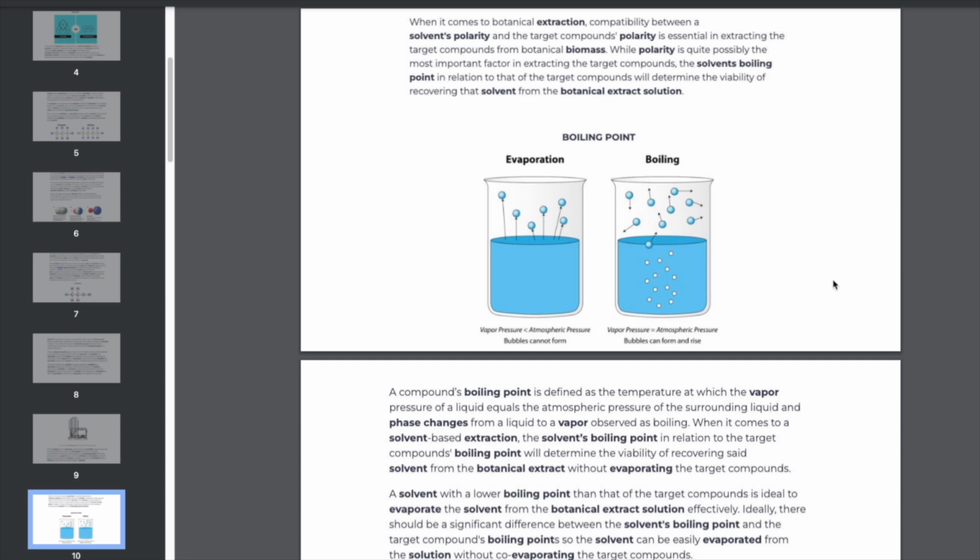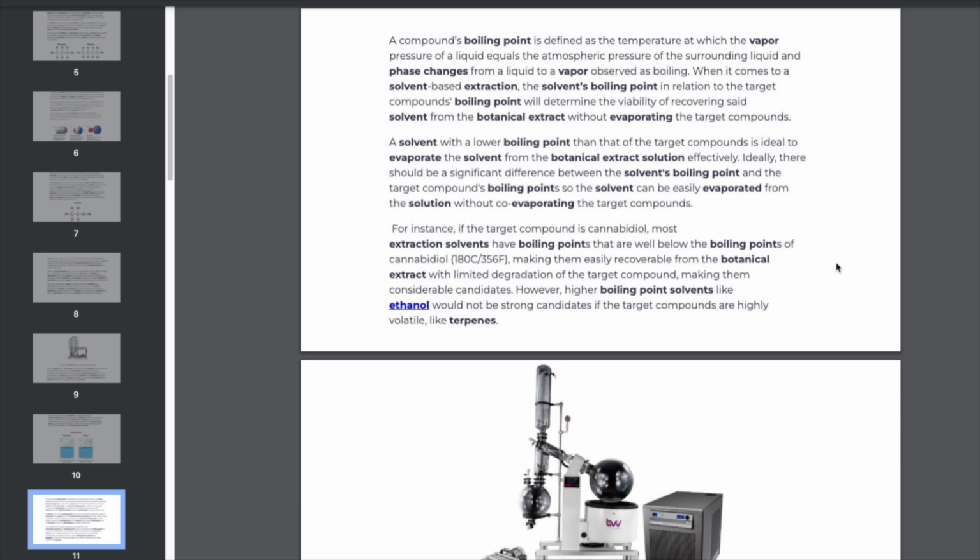Here you have the difference between evaporation and boiling. When the vapor pressure is less than the atmospheric pressure, bubbles cannot form and things just evaporate from the top. When vapor pressure is equal to atmospheric pressure, then bubbles can form and rise. A compound's boiling point is defined as the temperature at which the vapor pressure of a liquid equals the atmospheric pressure of the surrounding liquid and it changes phase from a liquid to a vapor, observed as boiling. When it comes to a solvent-based extraction, the solvent's boiling point in relation to the target compound's boiling point will determine the viability of recovering said solvent from the botanical extract without evaporating the target compounds.